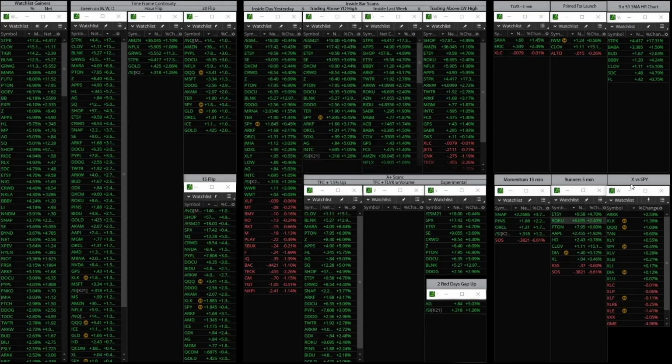And the last one that we have here is the X versus SPY. And what this is, is sector ETFs versus SPY. Okay, so SPY for the most part is the market benchmark. It's usually in the middle of this list or pretty close to the middle. And then the ETFs on the outside usually flip flop. So how we use this is a couple different ways. We look at it, number one, and see what industries or sectors are really leading for the day.